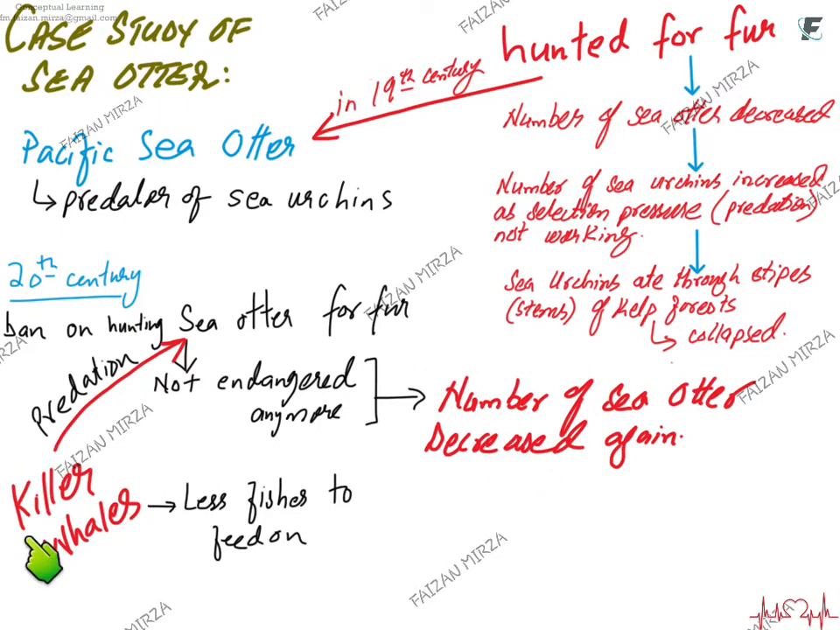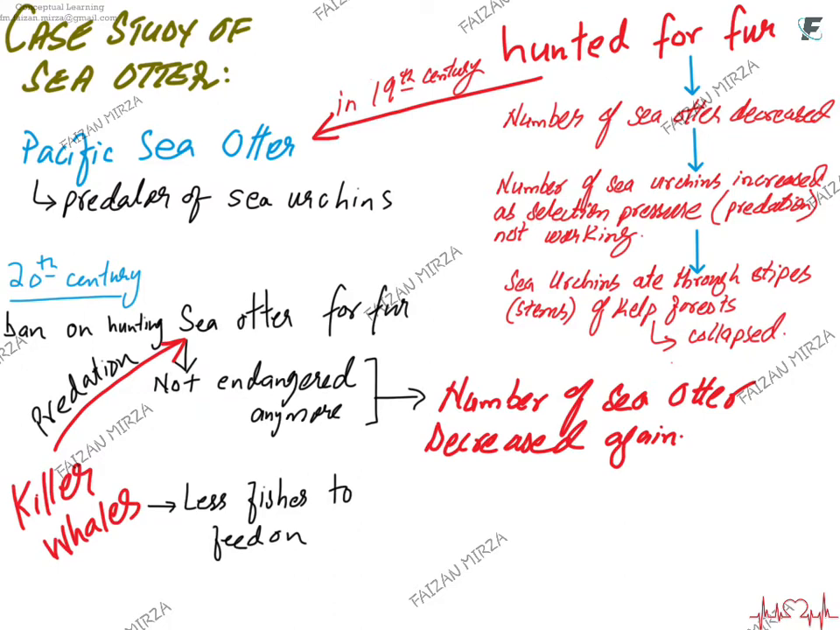What was happening here? This time, killer whales had started preying on the sea otter. These killer whales were supposed to feed on fishes, but there was less fish in the water because the fishes were already overconsumed by humans. Because of overfishing, the killer whales had less prey to feed on, so they turned to a different prey, the sea otter. In the 19th century one human activity caused it to suffer, and in the 20th century another human activity is causing its population to suffer.